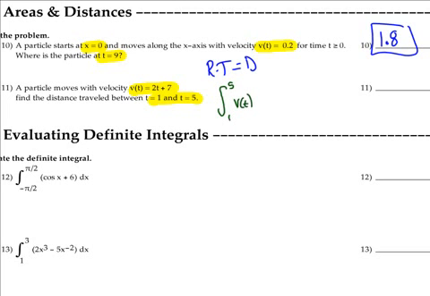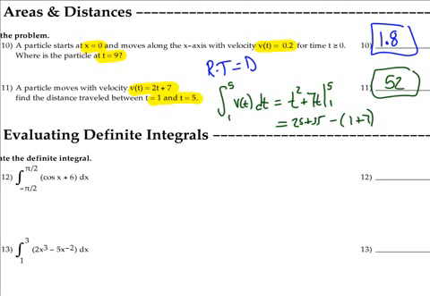If we want to get a position function, we have to integrate to get from velocity to position. So I integrate v of t dt, which is equal to, what's the antiderivative of 2t plus 7? t squared plus 7t. And we're still going from 1 to 5. So if we plug in 5, I get 25 plus 35 minus, if I plug in 1, I get 1 plus 7. So I've got 25 plus 35. That's 60 minus 8, which is 52.